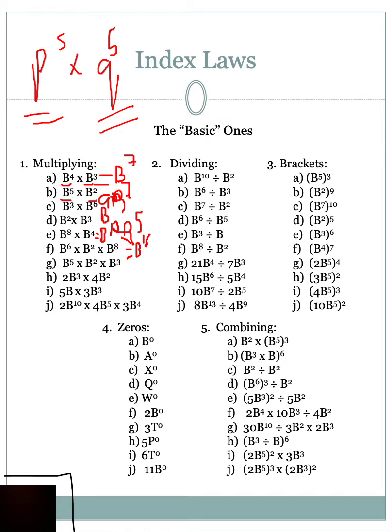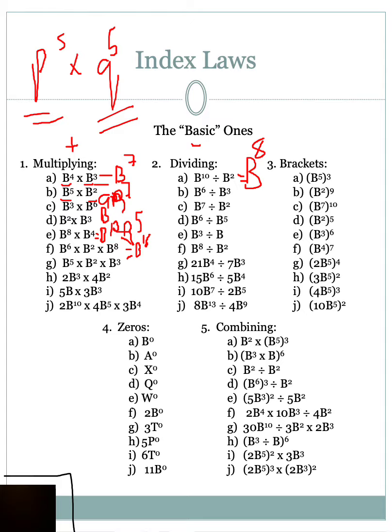For the next one, for dividing. Now here we were adding, so the opposite is going to be subtracting. So when I divide and it's the same base, I'm going to get 10 minus 2, which is b to the power of 8. Okay, so nice and easy. 10 take away 2 is 8. So when I divide, it's just subtracting the powers.